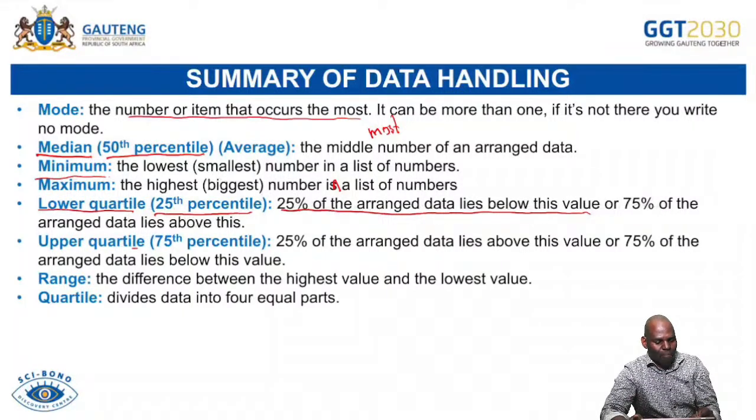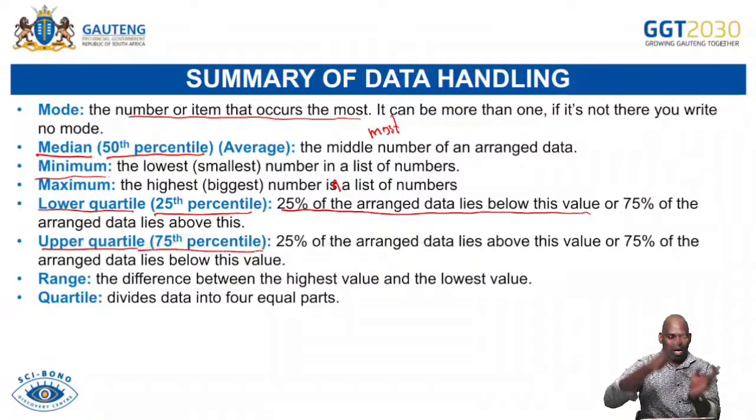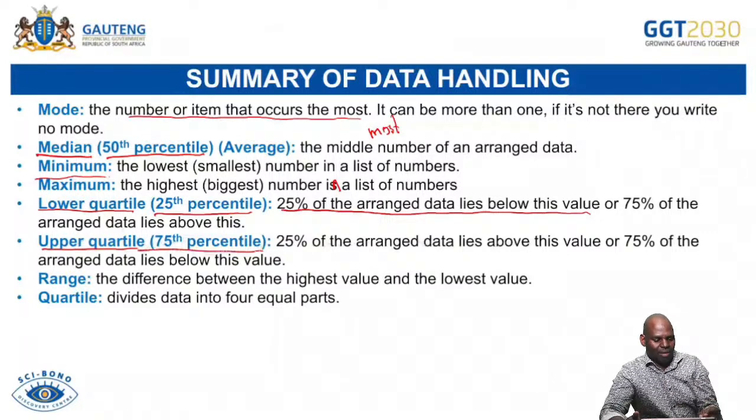And then of course we've got upper quartile, which is also 75th percentile. Now upper quartile, which is also 75th percentile, it's 25% of arranged data lies above, and then 75% lies below. You must just remember them.